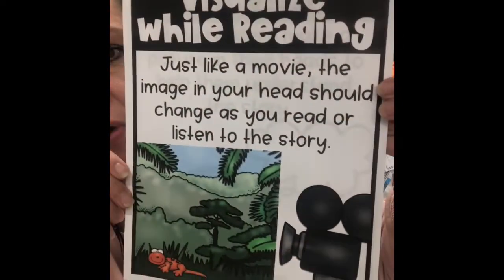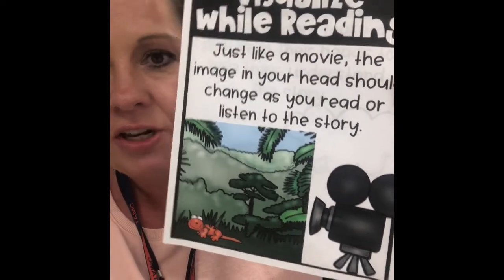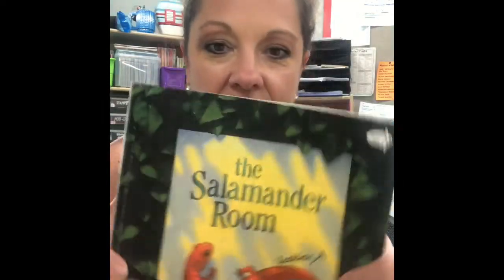And another of my anchor charts says visualize while you're reading. So just like in a movie, the image in your head should change as you listen to the story. So you might have a picture and then the author writes some other words that changes the picture in your head. And that's exactly what you should be doing, because the more information you have, the more the picture will change. So listen as I read The Salamander Room.